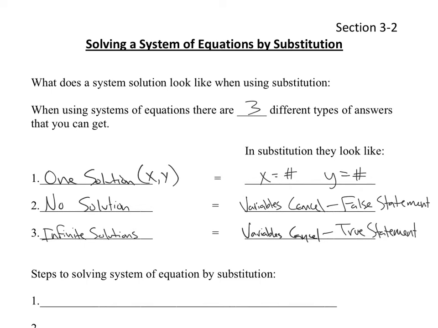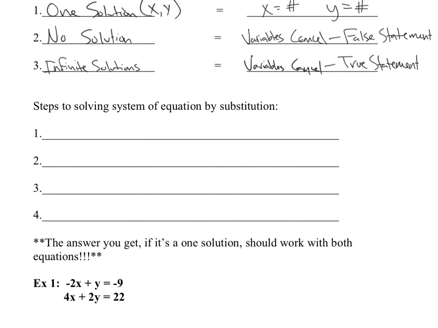So let's look at the steps to solving a system of equations by substitution. The first step is to get one of your variables by itself. So ideally, you're trying to get the variable that does not have a coefficient, right? That does not have a number in front of it. So you want to get either variable, x or y, by itself. Like I said, you want to try to get the one that does not have a coefficient in front of it. That way you don't have to deal with any kind of fractions.